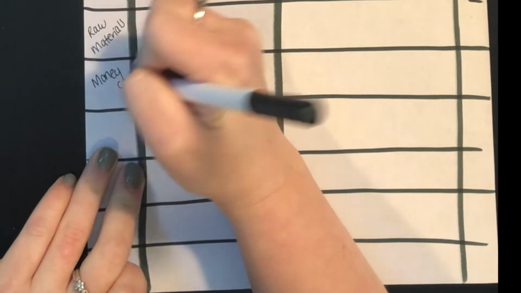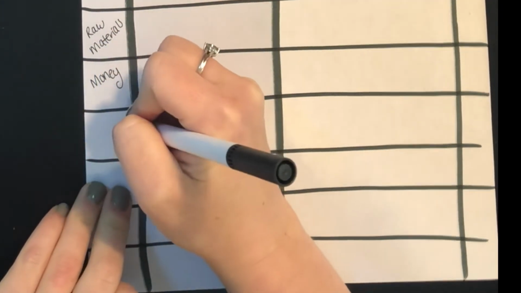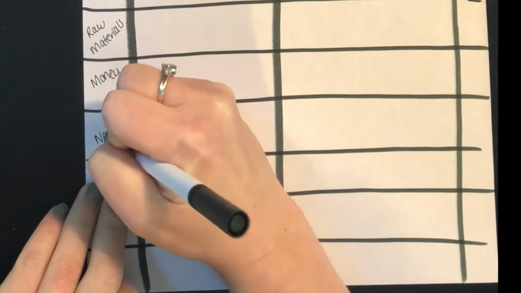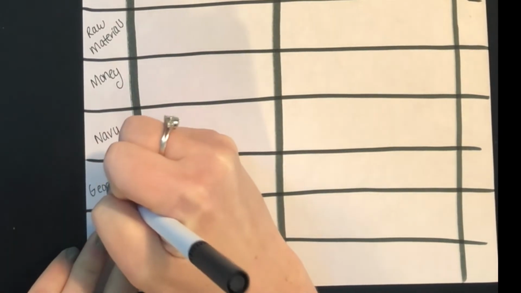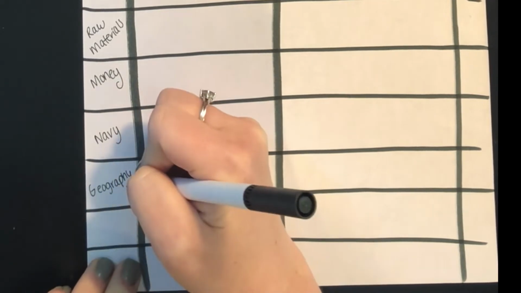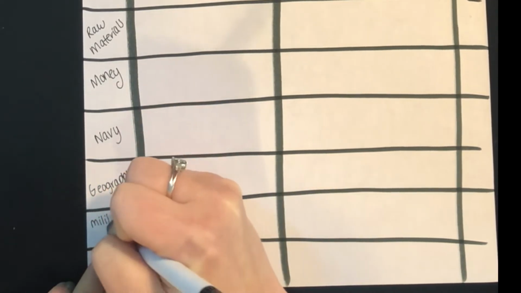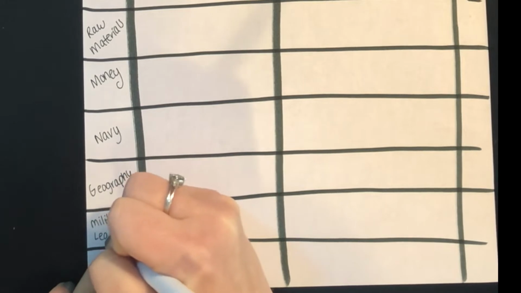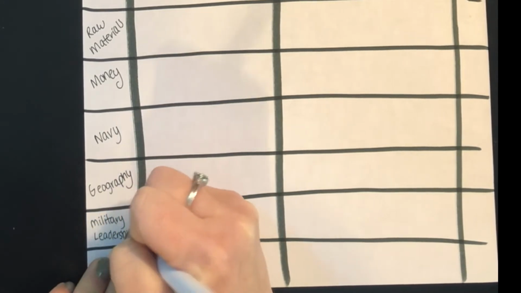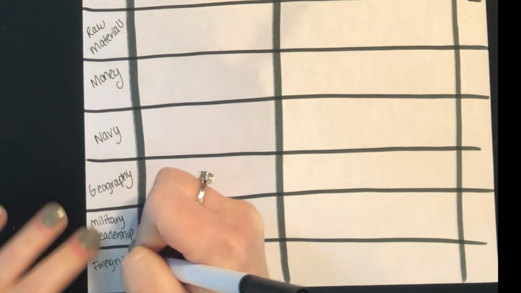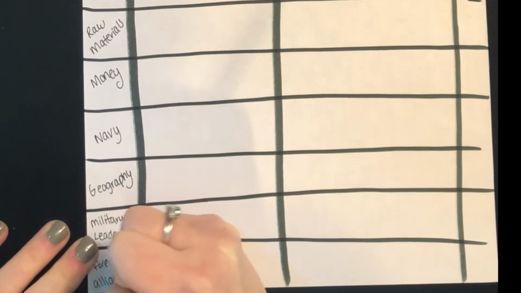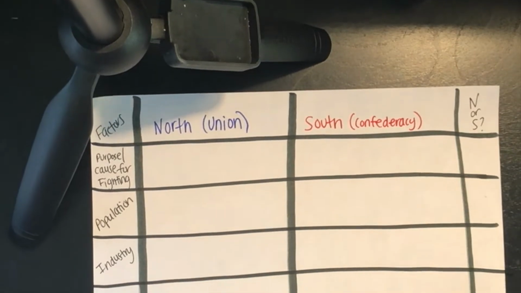Raw materials, money, the Navy, geography, military leadership, and foreign alliances. So those are the 10 different factors that we are going to judge who has the advantage, the North or the South. So here they all are.